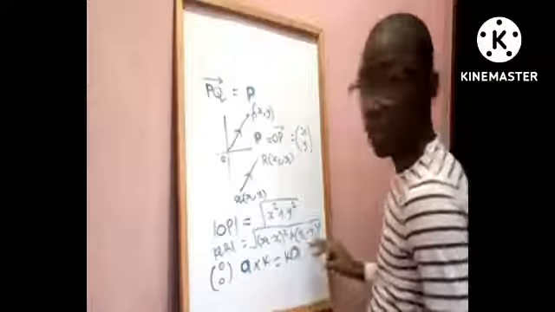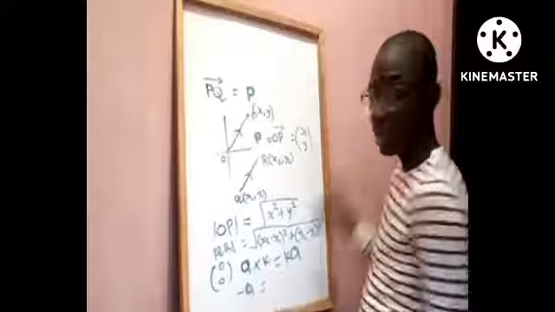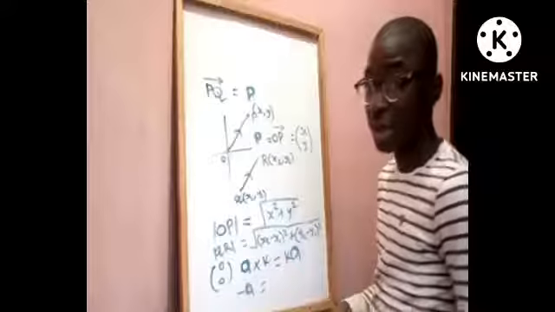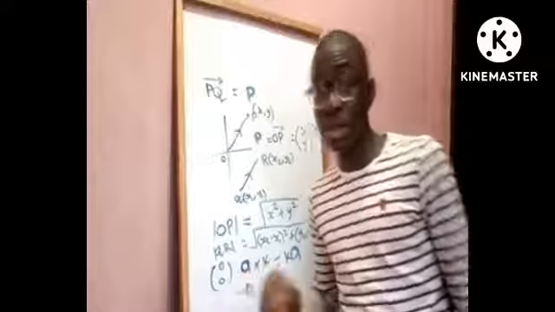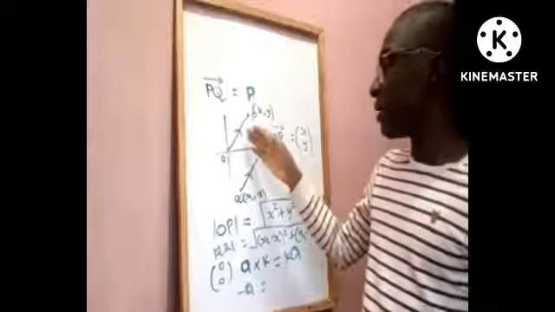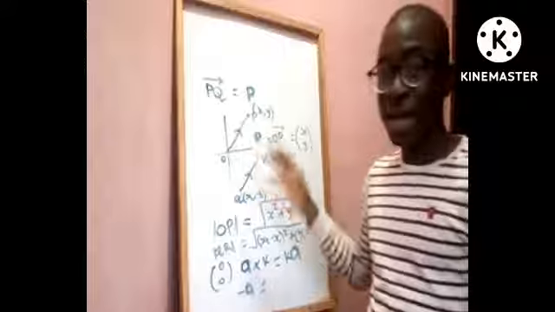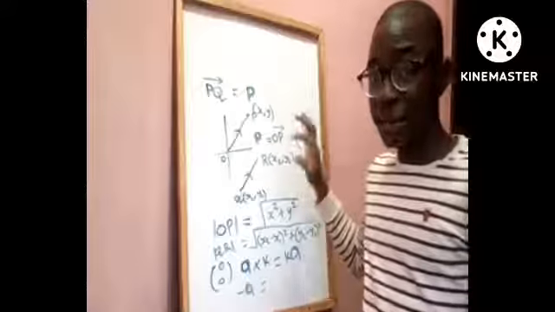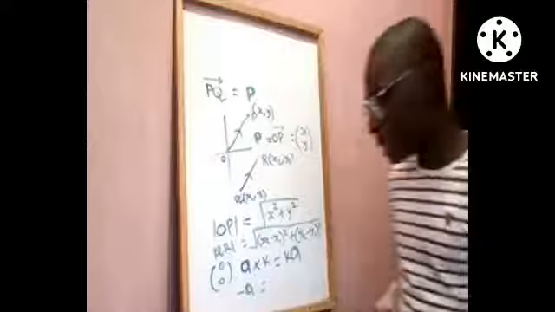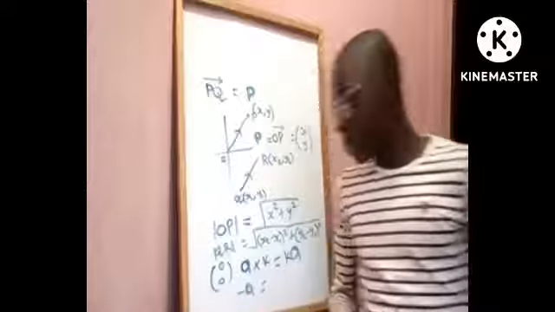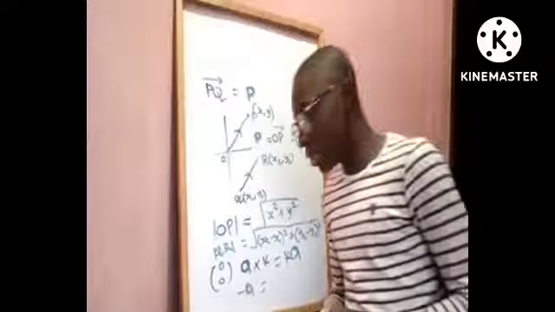Also, the vector negative A has the same size as A, but is in the opposite direction. So if we say negative P, it is the vector that has the same size as P, but an opposite direction to P. That is how we denote those. And next, let's move on to vectors PQ and QR, which can be added using the law of addition.